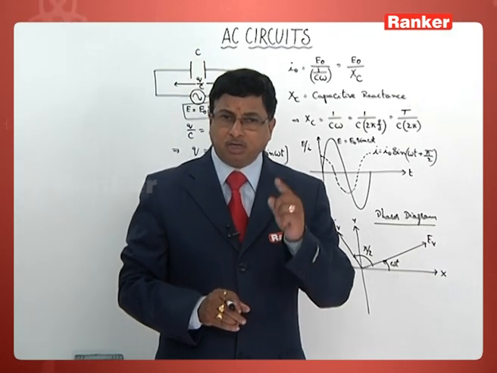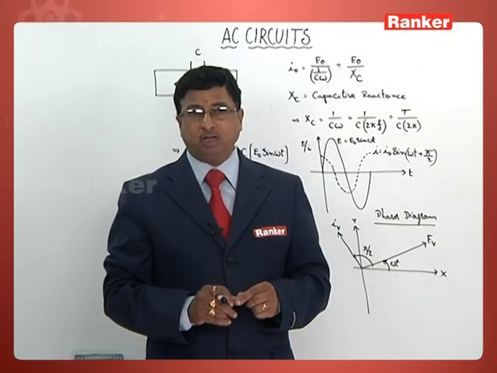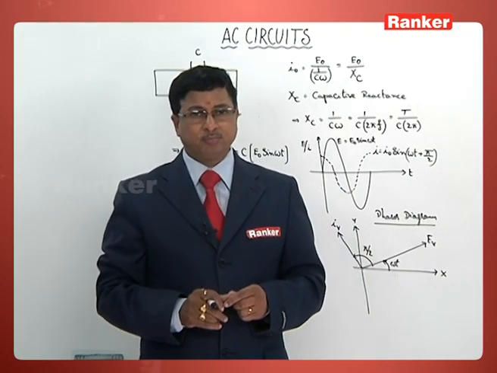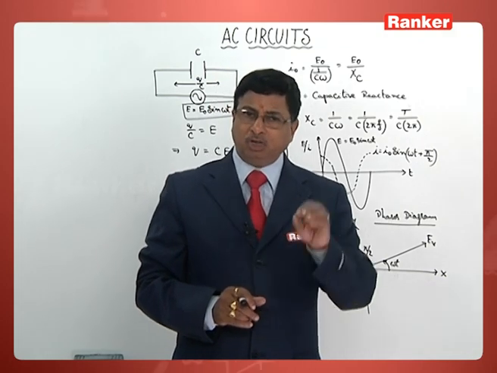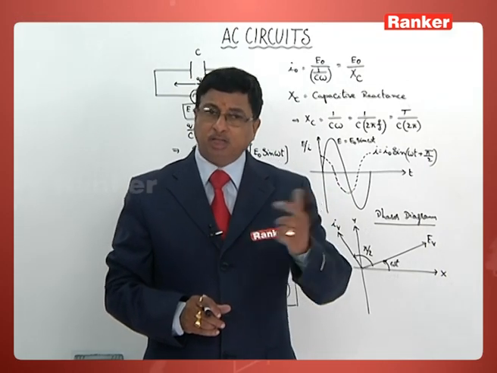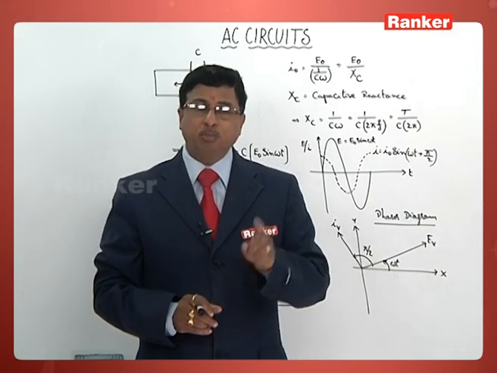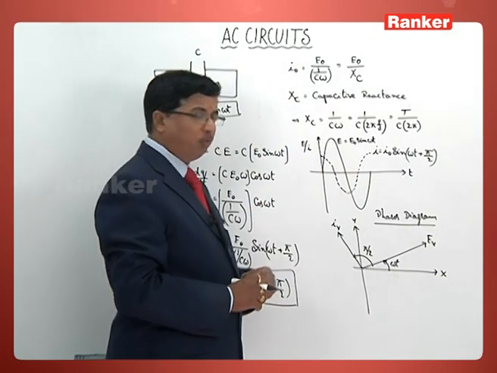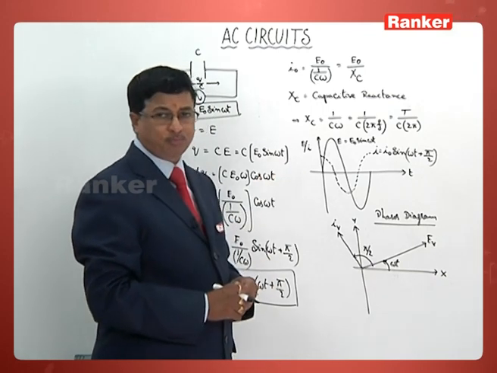In the case of pure inductance circuit, EMF leads the current by pi by 2 radian, or current lags behind EMF by pi by 2 radian. Similarly, if you consider capacitor circuit, only capacitance, then you find current is leading the EMF by pi by 2 radian, or EMF lags behind current by pi by 2 radian. So these are the major areas one should concentrate on while dealing with alternating current circuits.